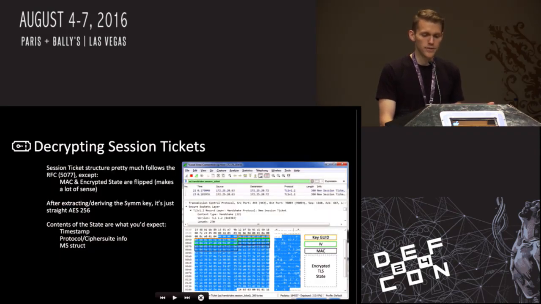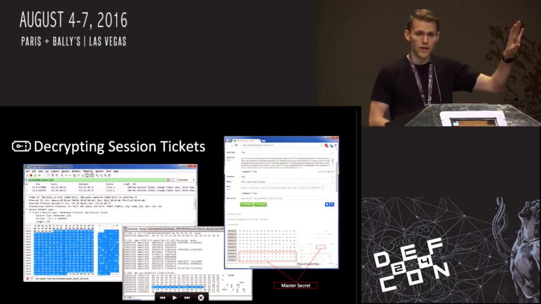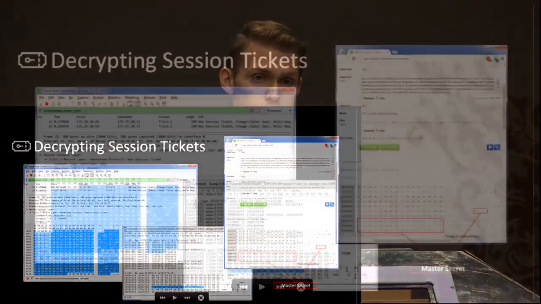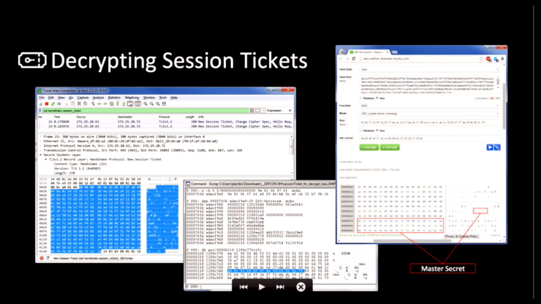So what do their session tickets look like? Their session tickets are actually cool. They flip the MAC above the encrypted state so they don't have to change a bunch of things if they change the size of the encrypted state, which is great. And otherwise they follow the spec. Because they have the IV in there, which is what they're supposed to have, and because they have the key GUID, and because we can pull that key out of memory, we can go directly from having something on the wire to what this slide shows, which is decrypting that session ticket and seeing what that value is. And as you'd expect, it's just got that master key structure stored inside of it, along with things like a timestamp and TLS protocol version and things like that. So at this point, we've basically decrypted all the possible secrets that we need out of memory.